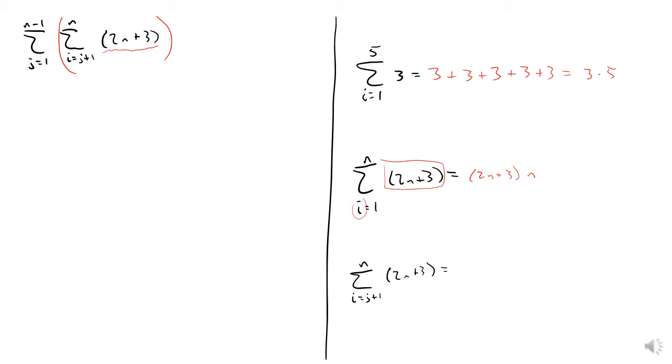Now on this last sum, we're still adding up 2n plus 3. Our index is still i. 2n plus 3 does not depend on i at all, so this is still considered a constant as far as the index is concerned. So this is still going to be 2n plus 3 times however many of these 2n plus 3's we have to add up. And if you think about this for a minute, you'll realize that you're adding up n minus j of them.